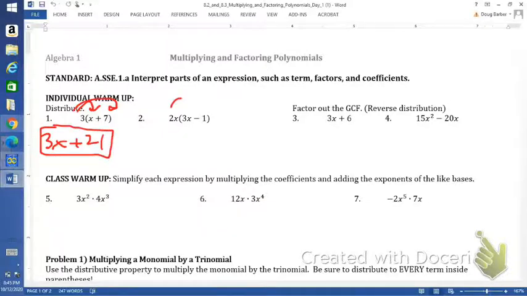For the second one, we multiply the 2x by 3x. Alright, so 2x times 3x. Multiply the coefficients together first. So 2 times 3 gives us 6. And then x times x. And remember, when we multiply powers with the same base, you add the exponents. And the exponents for both of those is 1. So x times x is x squared. So we have 6x squared here. Then 2x times the negative 1 is a negative 2x.